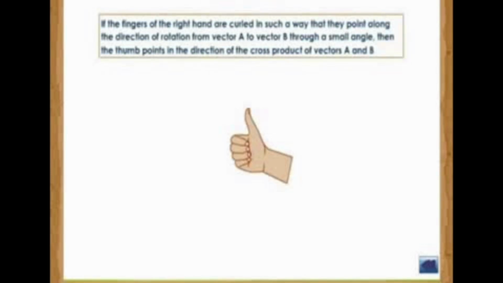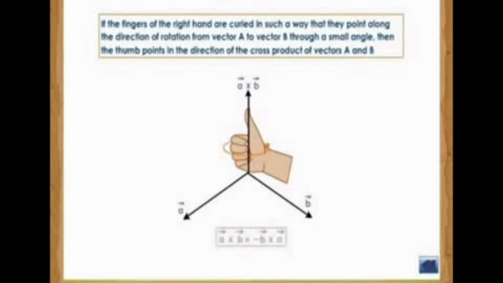Right? If the fingers of the right hand are curved in such a way that they point along the direction of rotation from vector A to B through a small angle, then the thumb points in the direction of the cross product of vectors A and B. So this is the right hand thumb rule. Using that we can find out the resultant vector. When you multiply the two vectors, A cross B equals minus B cross A. That means we are multiplying in the opposite direction, so the resultant will be in the negative direction. That is also indicated by the right hand thumb rule.